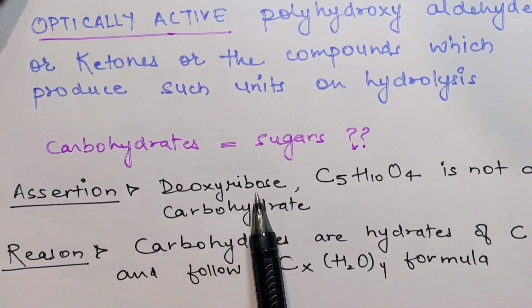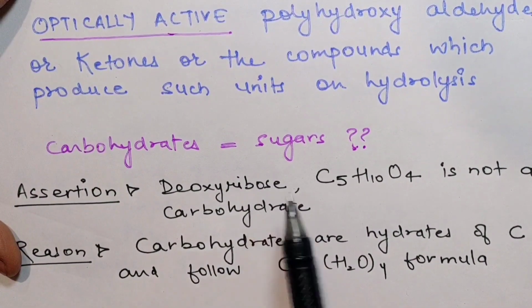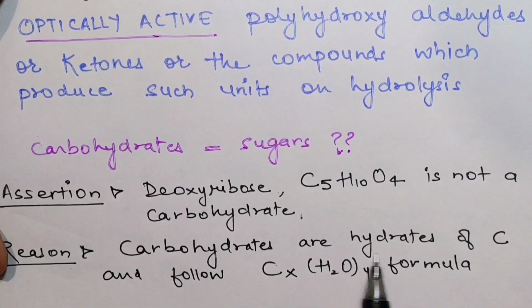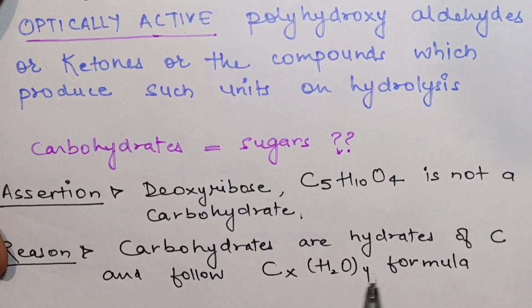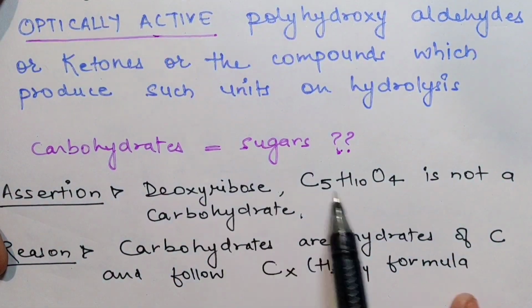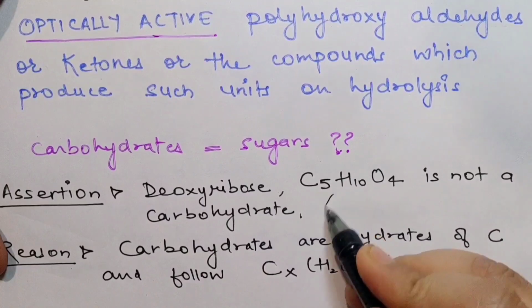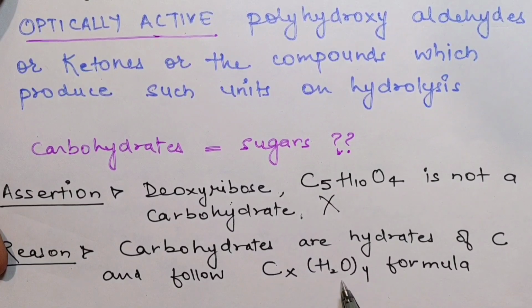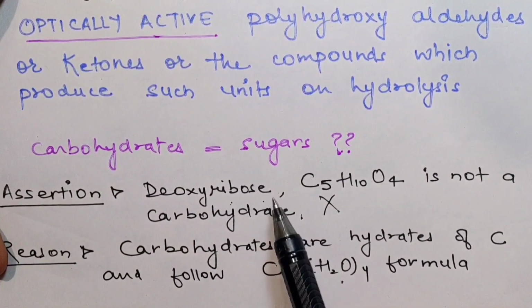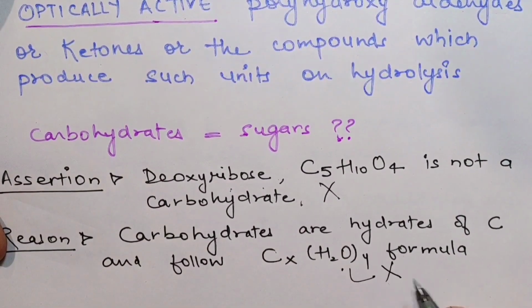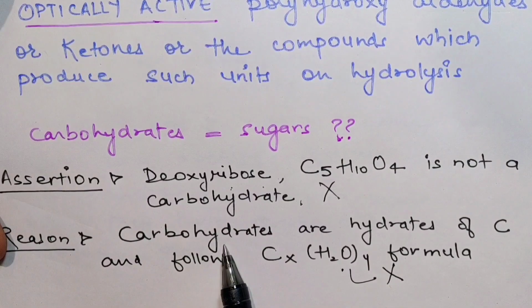Let's apply this to this question. Assertion: Deoxyribose, that is the sugar present in DNA, is not a carbohydrate. Reason: Carbohydrates are hydrates of carbon and follow this formula, CxH2Oy. Assertion, is this correct? Deoxyribose is not a carbohydrate. No, it's wrong. Deoxyribose is a carbohydrate even though it's not following this formula. It's the carbohydrate or sugar present in DNA. Reason, this definition does not hold anymore. Carbohydrates are defined as polyhydroxy aldehydes or ketones, which are optically active.